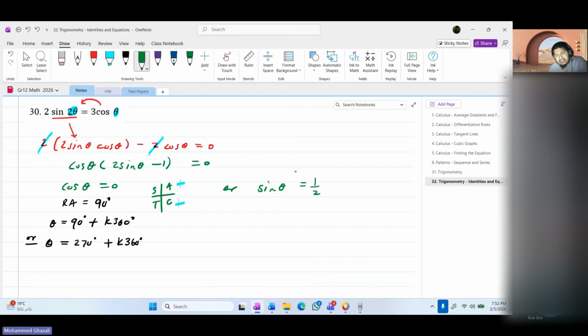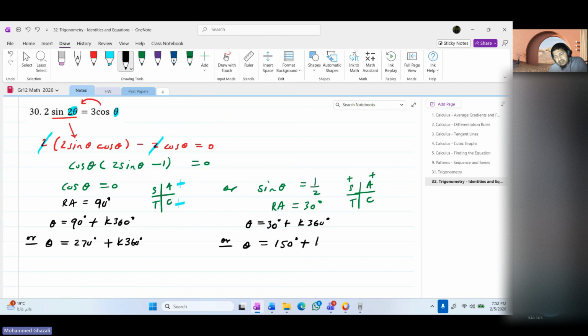Over here, the reference angle for half is a special angle, right? So the reference angle is 30 degrees, sine of 30 is half, where sine is positive. Sine is positive in the first and second quadrant. So first quadrant solution is here. Theta is equal to 30 degrees plus K360, or theta is equal to 180 minus 30, which is 150 plus K360. Because remember, sine of 30 is half and sine of 150 is also half, right? So easy peasy, that's also done.